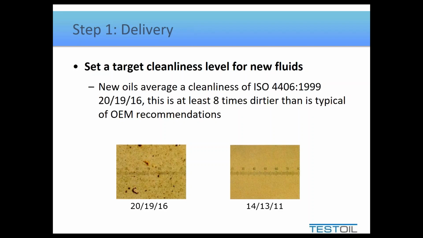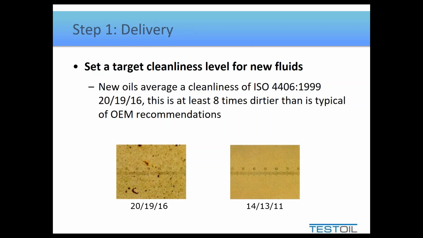So I'm suggesting to you that the upper limit for many OEMs is at least 3 codes lower than what we see as a typical new oil cleanliness. And what we can sometimes see in more sensitive systems is more than 3 codes. We can see 4, 5, 6 codes lower. So that is pretty significant in terms of how dirty new oil is compared to how clean the system would like to see it.